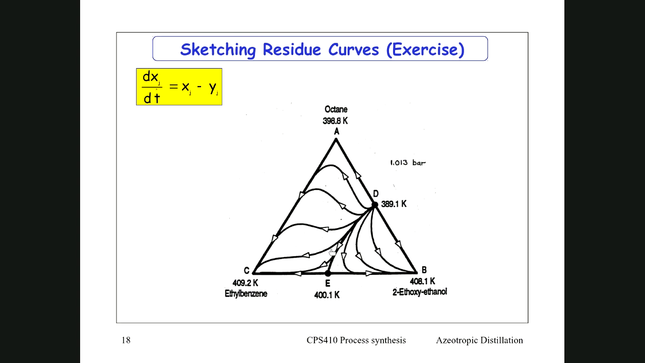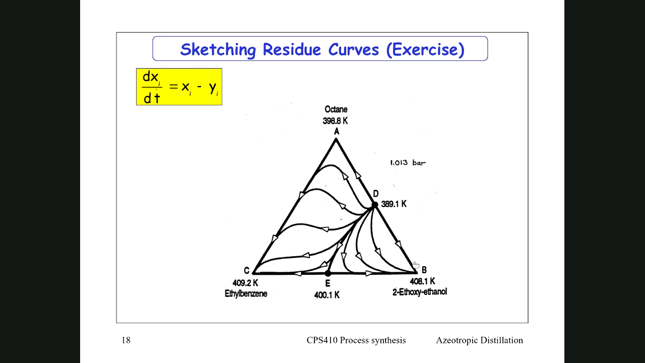Over here, we look at between A and B, this azeotrope, 389. And that is a lower boiling point than this one, and a lower boiling point than that one. So therefore the arrow is going from D to A, and also away from D to B.